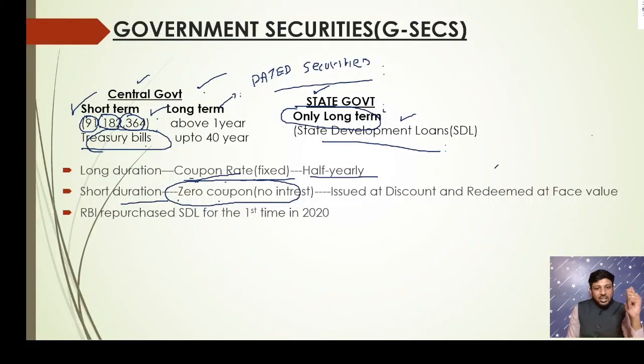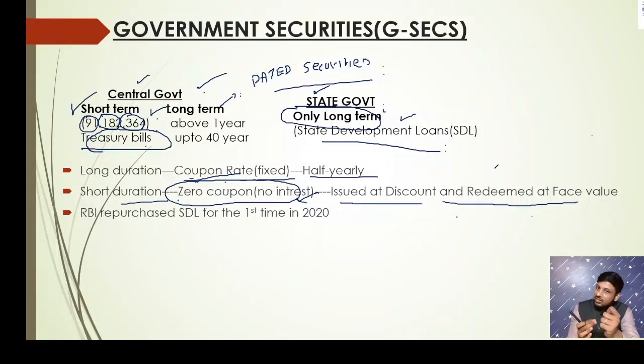That is the coupon rate. Therefore, it can be called a zero coupon or no interest bond. Therefore, it is issued at a discount and redeemed at the face value. As you know, it is issued at the selling price. So it is issued at a discount because the face value is 1000 rupees, but it is issued at 900 rupees. Issued at 900 compared to 1000 means it has been issued at a discount.